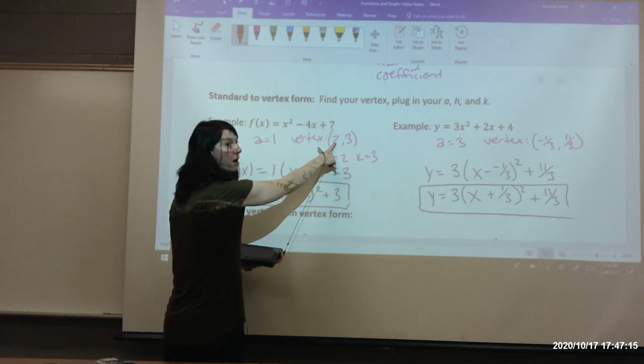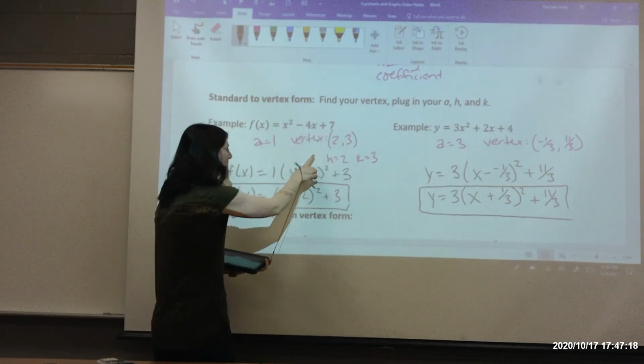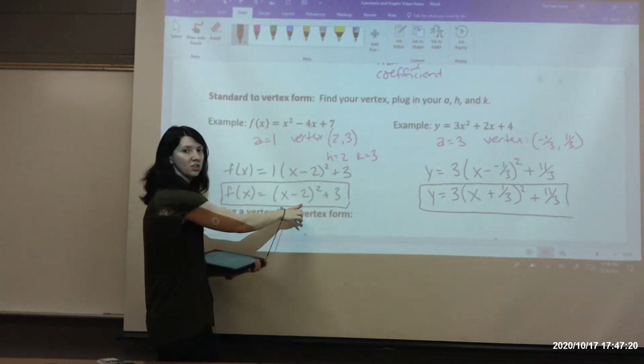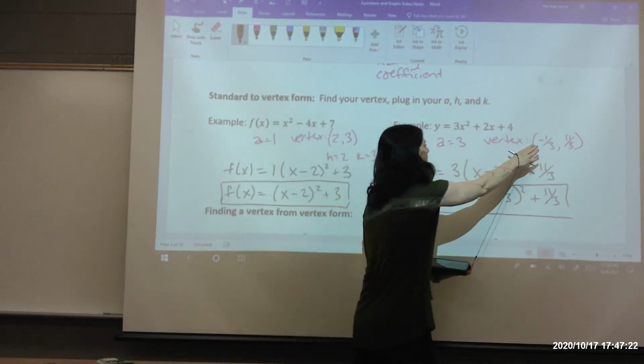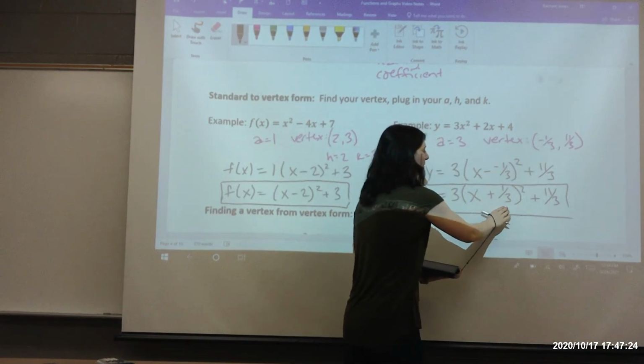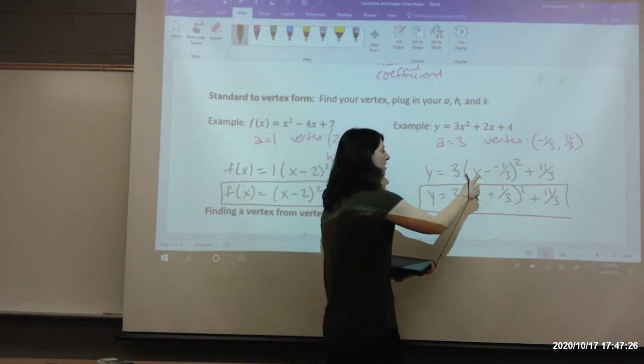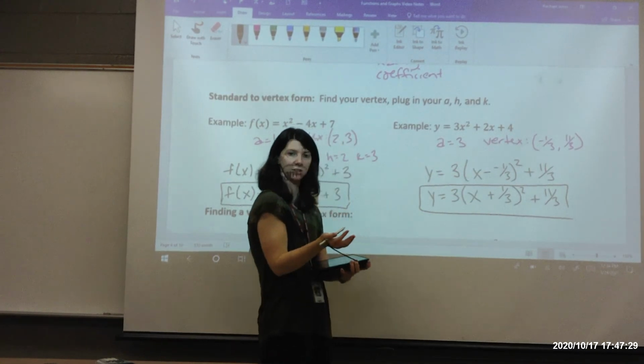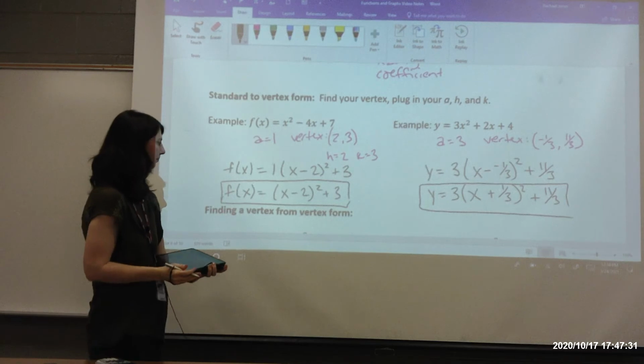Okay, so you'll see that here. Our vertex had a positive 2 as the x value, but when it's in the equation, we see it as minus 2. Our vertex here had a negative 1/3, but when we see it in the equation, we see it as a positive 1/3, and that's because of this subtraction sign that already exists. Okay, it's making it the opposite.